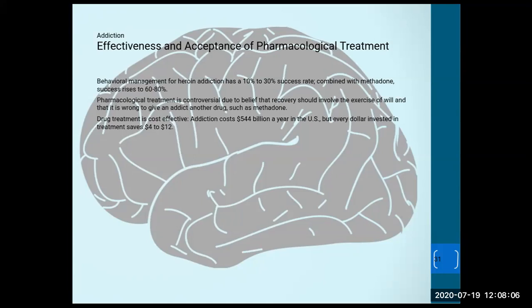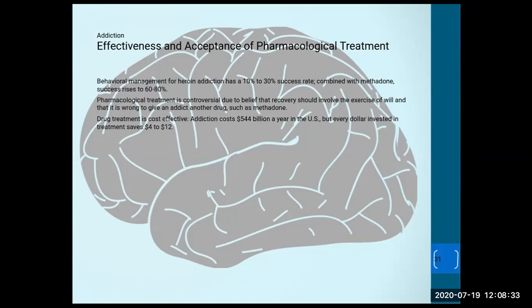Looking at just behavioral management for heroin addiction, without using things like methadone or naltrexone, there is only about a 10 to 30% success rate, because your brain is still addicted. The chemicals are still flowing, right? Things like that. But when behavioral management and methadone were combined in the 80s, success rose to about 60 to 80%.